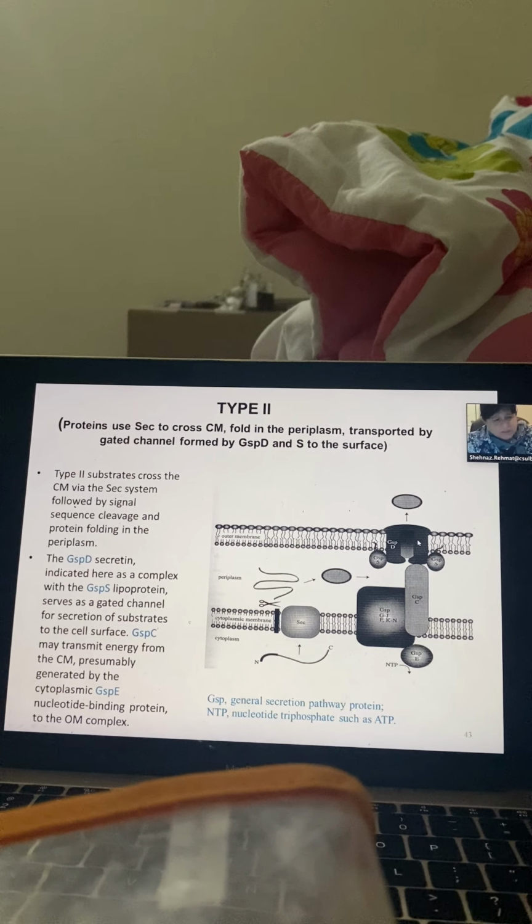This is a complex of GSP-S lipoprotein that serves as a gated channel for secretion of substrates to the cell surface. Okay, GSP-C, of course, is the channel. If it is going through this system, the whole GSP system, and not using the SEC system, then the folded protein will go through the GSP-C and then GSP-D and will be secreted out. So folded proteins will go this way. Unfolded proteins may go through the SEC system, get folded in the periplasm, and then also use the same channel to be released out of the outer membrane.